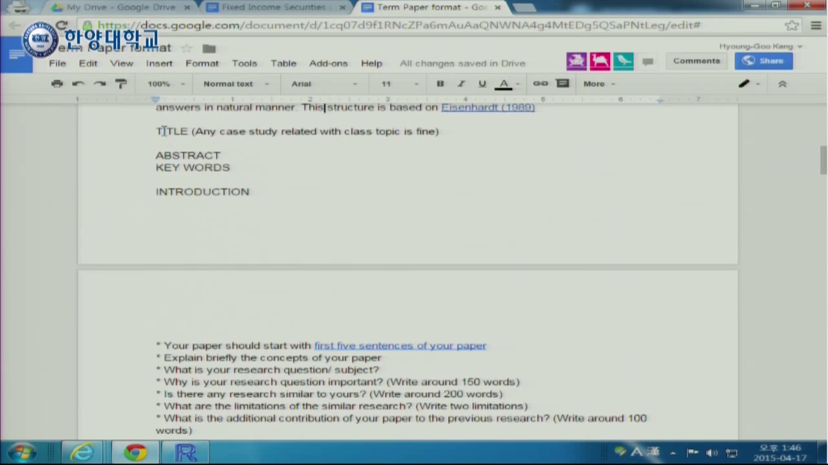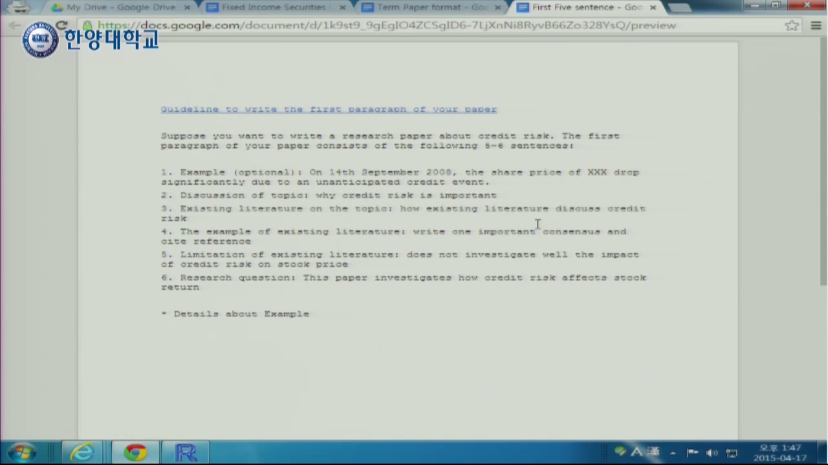First, there is the title, and there is the abstract, there are keywords, and then the introduction. The very first paragraph of your paper is composed of 5 or 6 sentences, and it should look like this. In the very first paragraph, the first sentence is actually optional. It is an example. In the second sentence, you have to explain why your research question is important. Just one sentence.